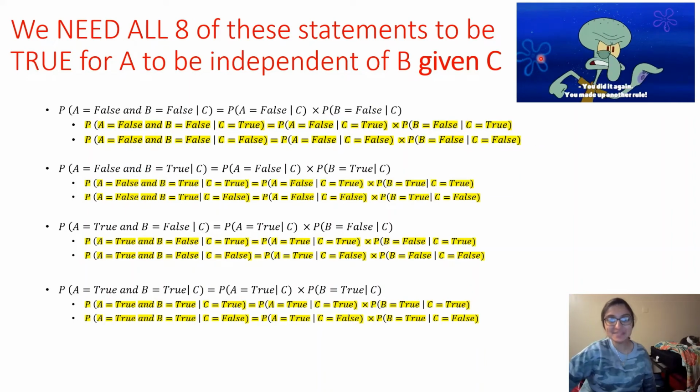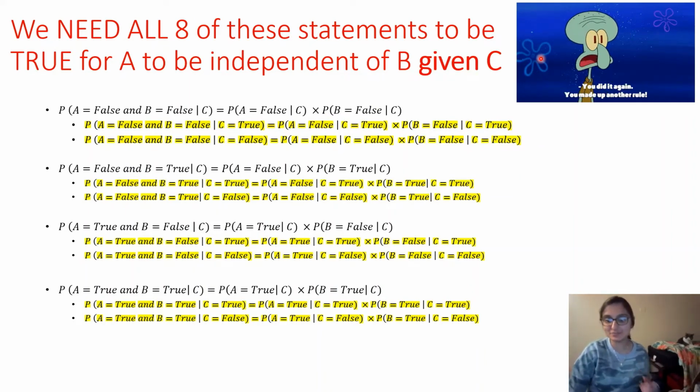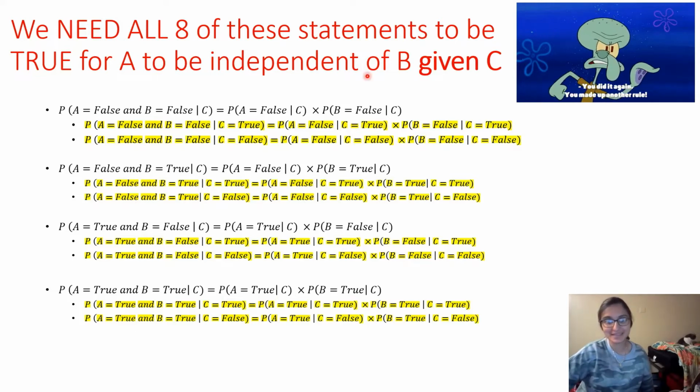So basically, we need all 8 of these statements to be true for A to be independent of B given C, which is the same thing as B being independent of A given C. These are the 4 statements we were talking about before. So probability A is false and B is false given C equals probability A is false given C multiplied by probability B is false given C.